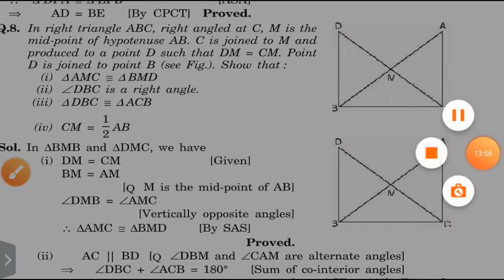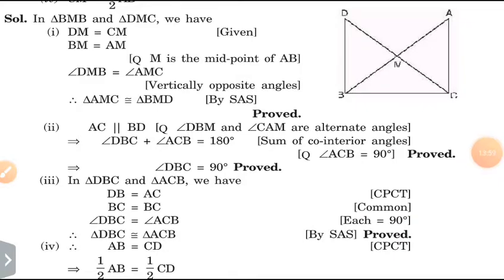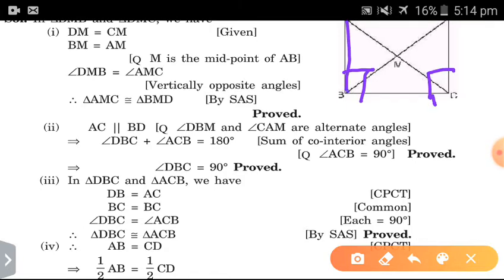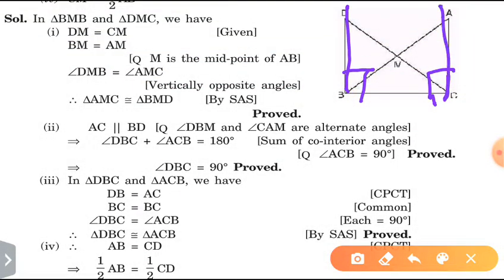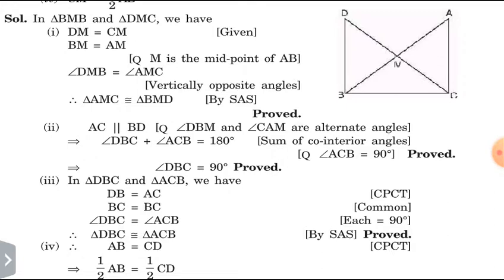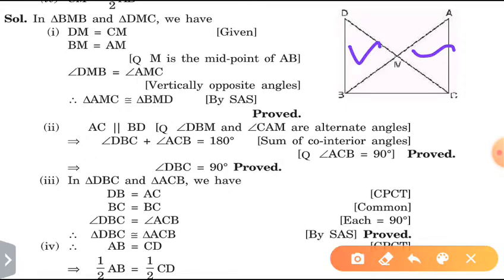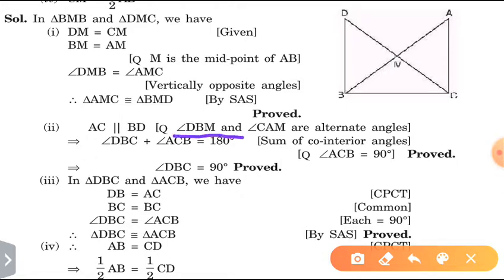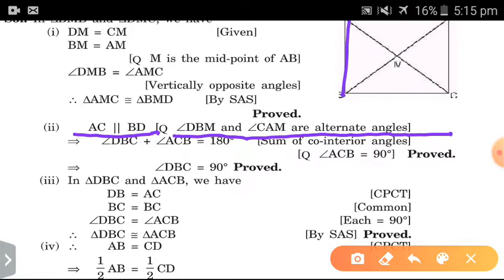Now move to the next part. In the next part, we have to prove that this angle is equal to 90 degrees. We are given 90 and we have to prove this angle is 90. So first we have to prove that these two lines are parallel to each other. Since we have recently proved these two triangles congruent, by CPCT this angle equals this angle, and similarly this angle equals this angle. Since alternate interior angles are equal, hence AC is parallel to this line.